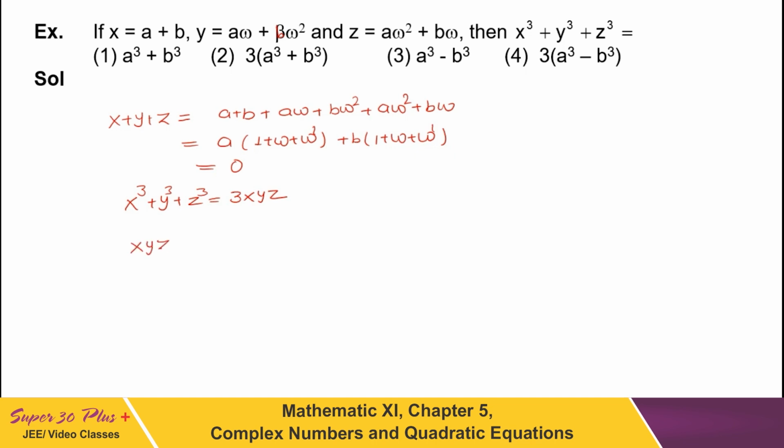x into y into z, it is equal to a plus b into a omega plus b omega square into a omega square plus b omega. By using the identities, we can say that the value of xyz is equal to a cube plus b cube. Now what is the value of your question? It is x cube plus y cube plus z cube. It is equal to thrice of xyz, and it is equal to thrice of a cube plus b cube. This is option 2. Option 2 is the correct answer.